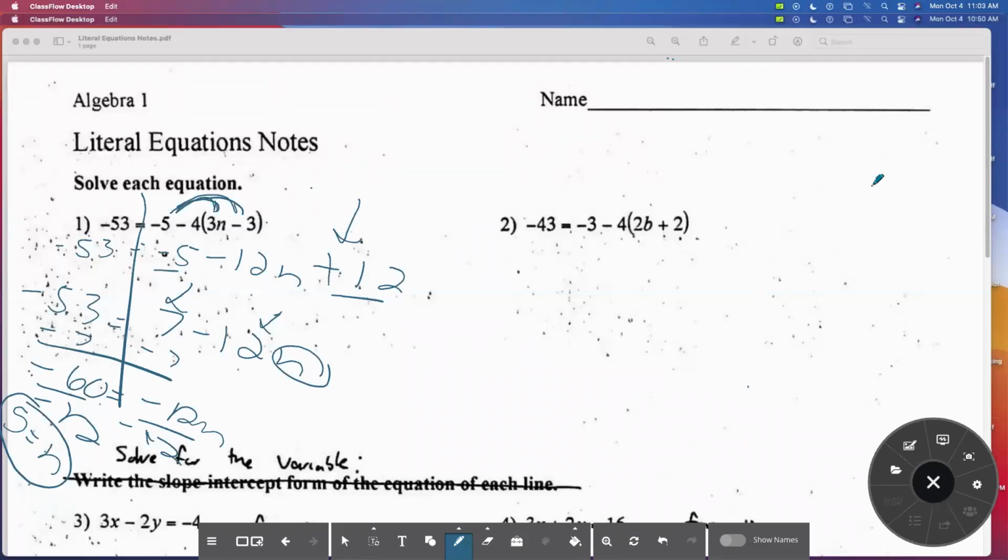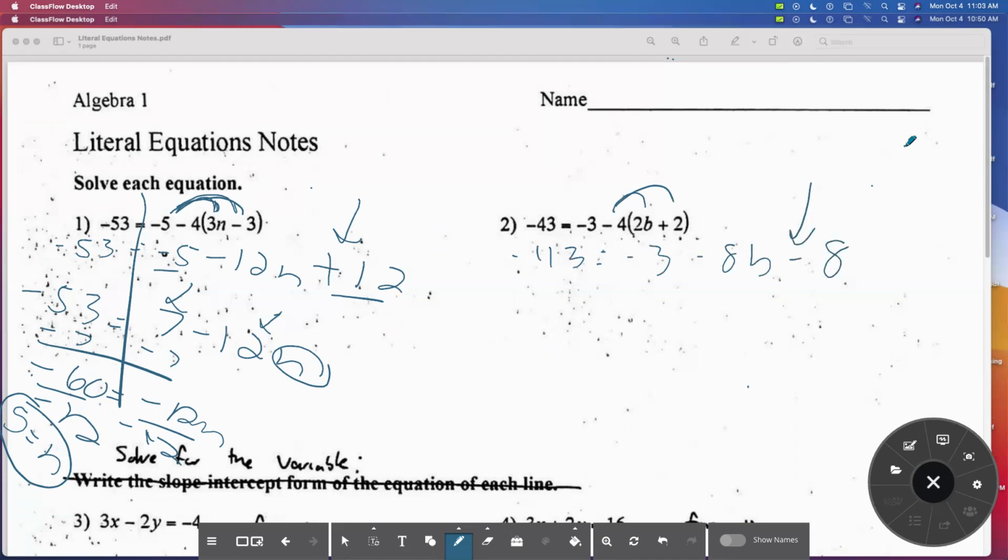All right. So when you look at this first example here, it's more of the same stuff, right? It's a mechanical kind of thing that you have to make sure that you got down. So if you see parentheses, the first thing you got to do is always remember to distribute. That -43 is going to stay exactly the same. That -3 is also going to stay the same. But now I'm going to distribute that -4. -4 times 2b is a -8b. -4 times +2 is a -8.